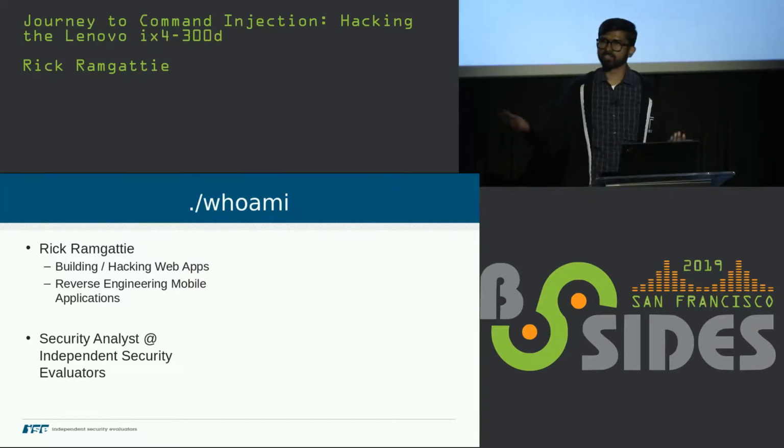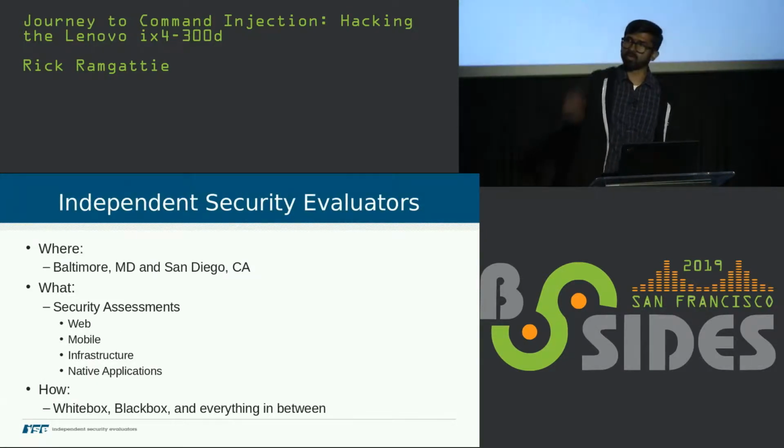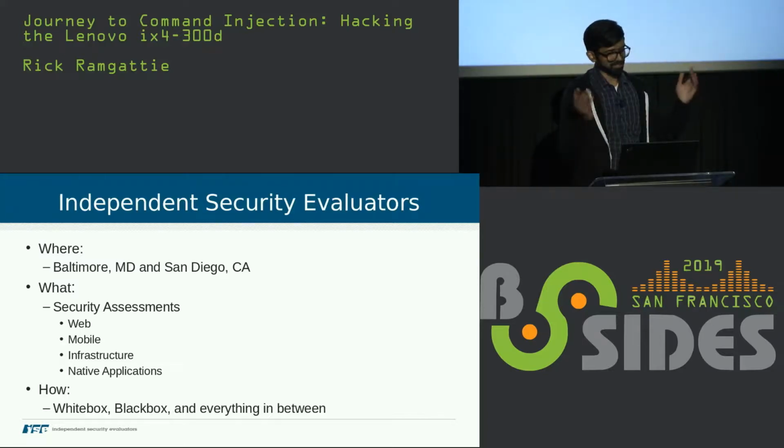So first, a little bit about myself. I like web application hacking. It's my thing. I also enjoy reverse engineering mobile applications and cryptography. And I am a security analyst at Independent Security Evaluators. Independent Security Evaluators, for those people, we're based out of Baltimore, Maryland. We have an office in San Diego, California. We do all sorts of web application and other types of assessments. So if you have a thing you need somebody to look at, just let me know and I'm happy to look at it. We do things from the white box perspective, black box, and everything else in between.